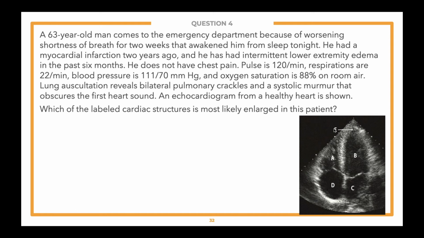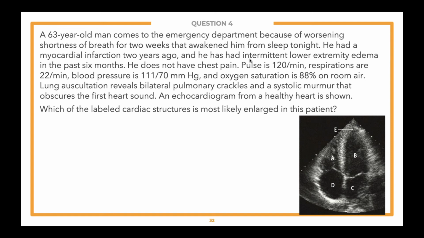A 63-year-old man comes to the emergency department because of worsening shortness of breath for 2 weeks that awakened him from sleep tonight. He had a myocardial infarction 2 years ago, and he has had intermittent lower extremity edema in the past 6 months. He does not have chest pain. Pulse is 120 per minute, respirations are 22 per minute, and blood pressure is 111 over 70. Oxygen saturation is 88% on room air. Lung auscultation reveals bilateral pulmonary crackles and a systolic murmur that obscures the first heart sound. An echocardiogram from a healthy heart is shown. Which of the labeled cardiac structures is most likely enlarged in this patient?